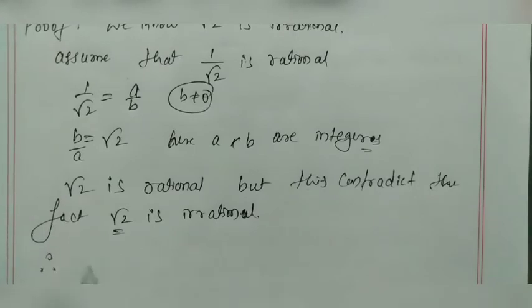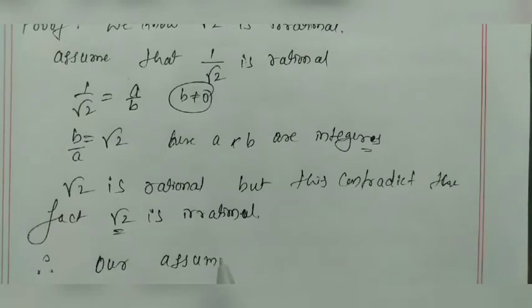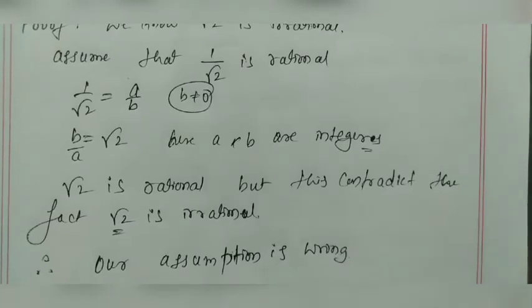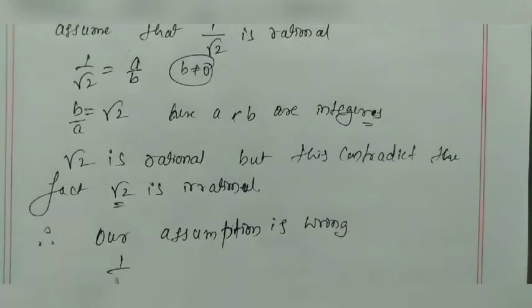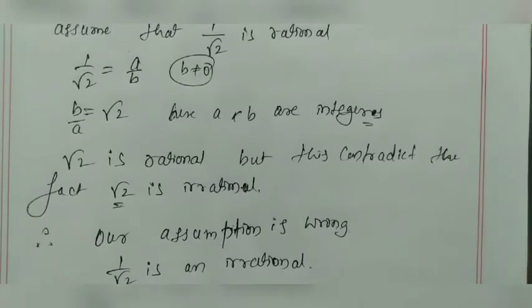Therefore our assumption is wrong. What we assumed is wrong. If our assumption is wrong, then 1 by root 2 is an irrational number. So you can write here 1 by root 2 is irrational.